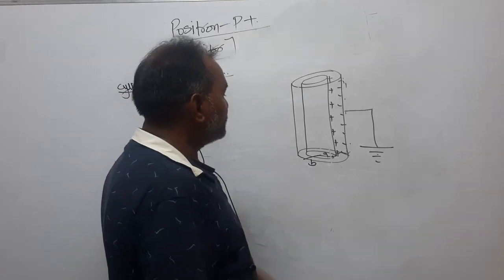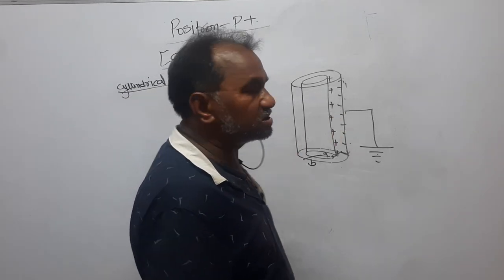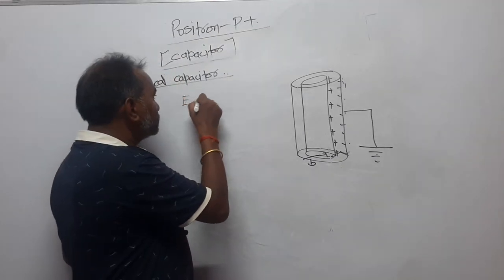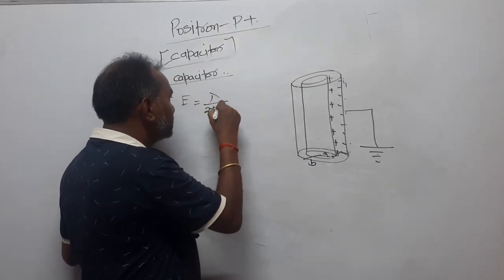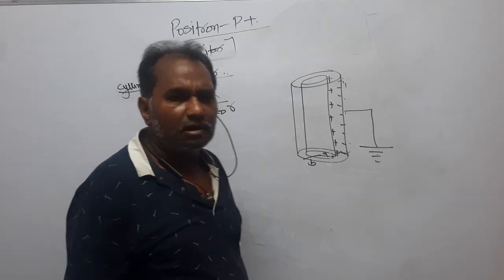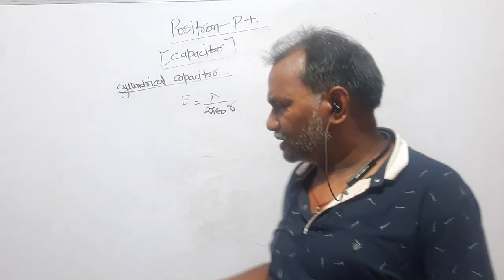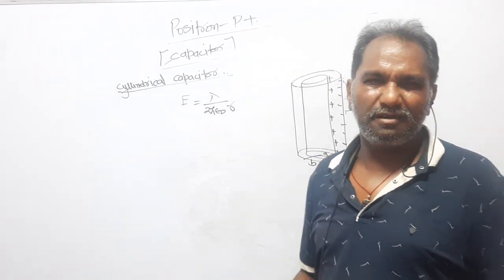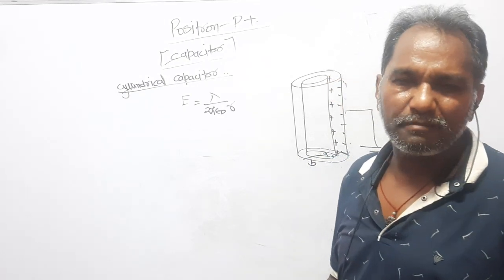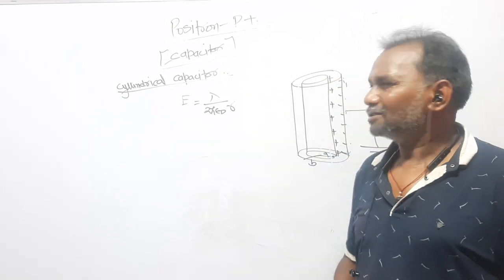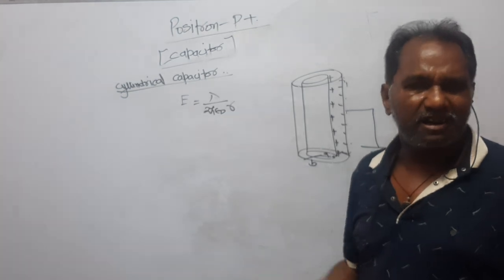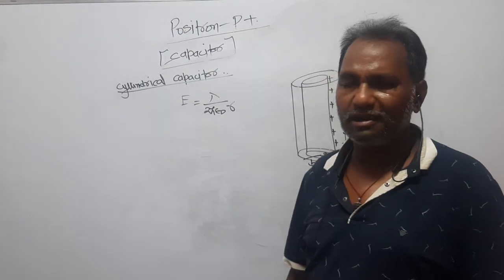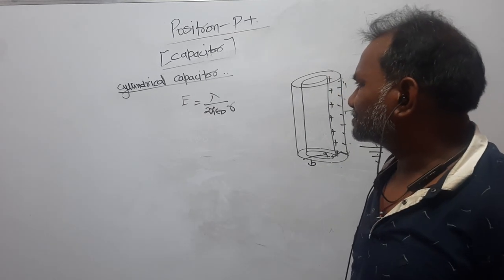Now dear student, if you have to find out the electric field between these two, apply the Gauss law, and you get E is equal to lambda upon 2 pi epsilon naught r. I am not applying the Gauss law here, but I have derived it a month back. I have made a video on the electric field, in the applications of Gauss law, where I derived this formula E is equal to lambda upon 2 pi epsilon naught r.